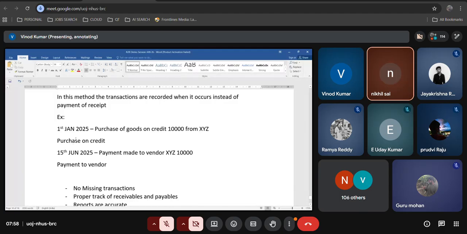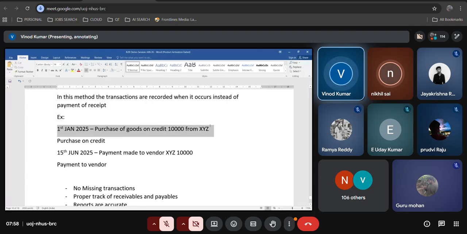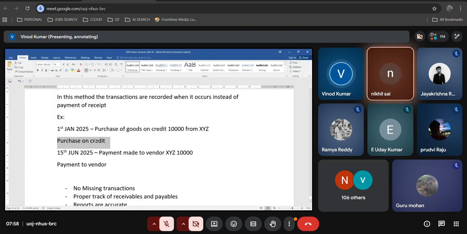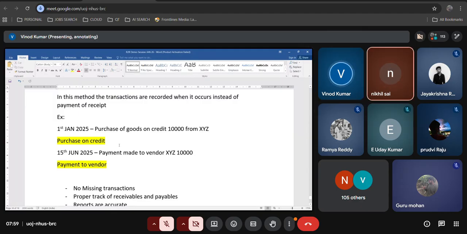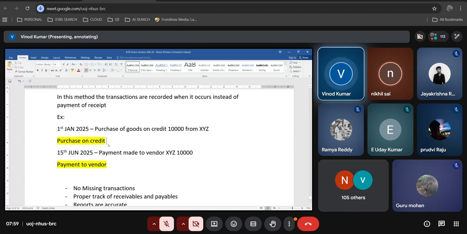See, 1st January, we will record it as purchase on credit. I gave it below this. On 15th June, we will record it as a payment to vendor. Two transactions we will record, right? Okay. I think it's correct. There is no change.